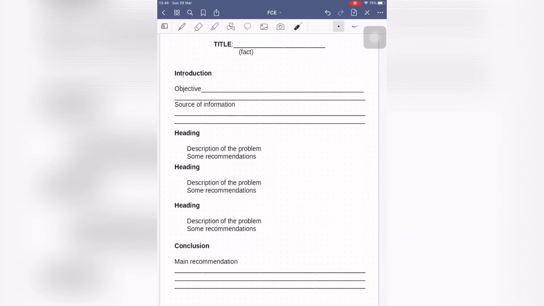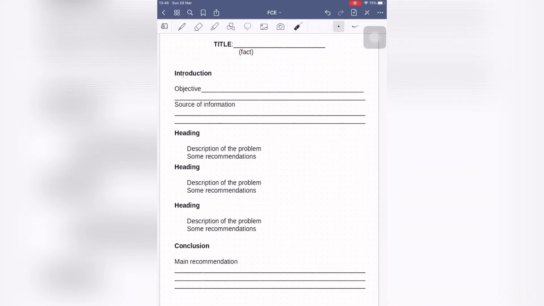Today we are going to talk about how to write a report. We are going to remember this. Now, the report is going to have four parts. The first one is going to be our title. In it, we are going to state what the report will be about, and the title must be a fact.